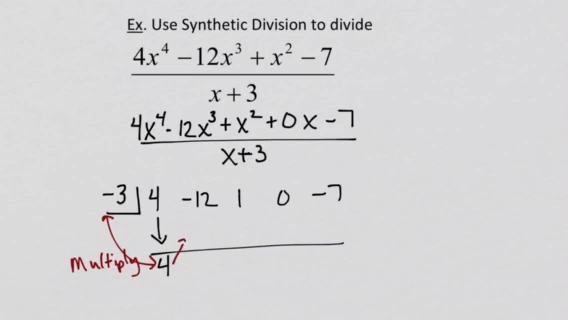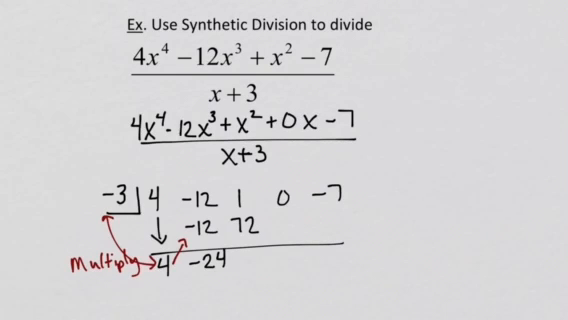Once you get your answer, you'll place that answer above the line. So 4 times negative 3 is negative 12. That totals to negative 24. We add those numbers together. Then we'll multiply negative 24 times negative 3 to get 72. That'll go above the line.